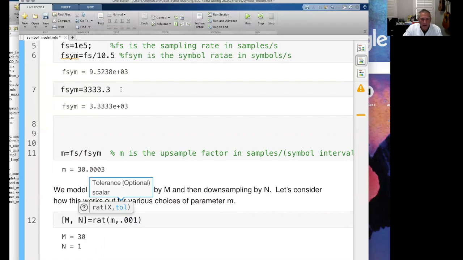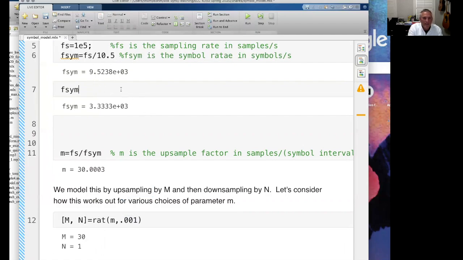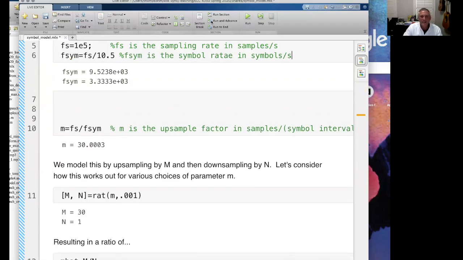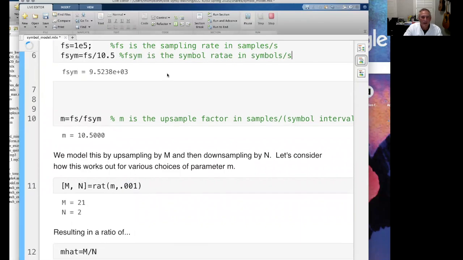Okay, so let me get rid of this. Rerun this because I'm really interested in playing around with this case where we're looking at 10.5 for the upsample factor. So when we have 10.5 for the upsample factor, I think it makes some sense. We're going to upsample by 21 and downsample by 2. So when you take that ratio, we get an upsample factor of 10.5.